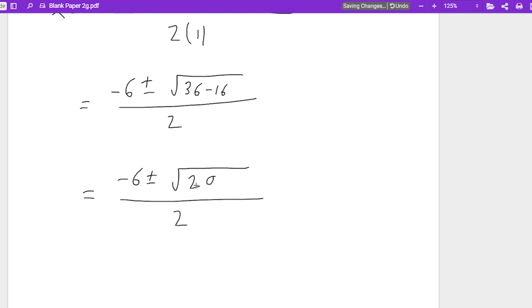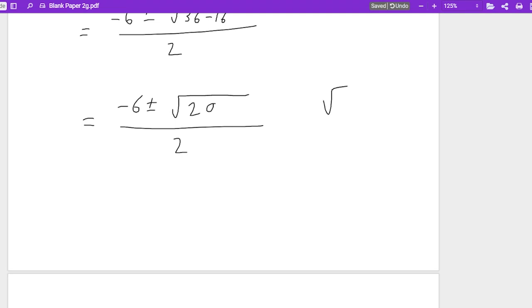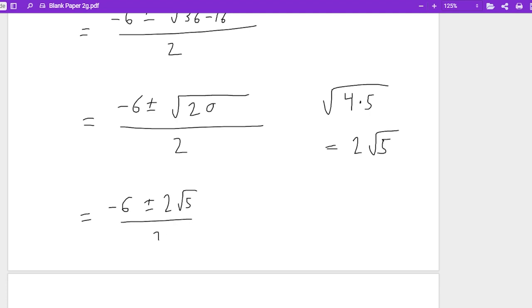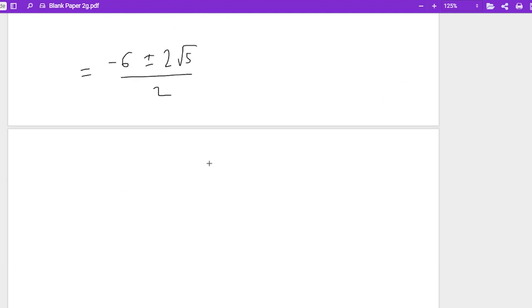And the square root of 20, in its most simplified form, is the square root of 4 times the square root of 5, which means that's equal to 2 root 5. So we're going to get negative 6 plus or minus 2 root 5 over 2. This looks ugly, but it actually comes out to be a nice number. Again, I'm going to rewrite it twice. One says negative 6 plus 2 root 5 over 2. And then negative 6 minus 2 root 5 over 2.